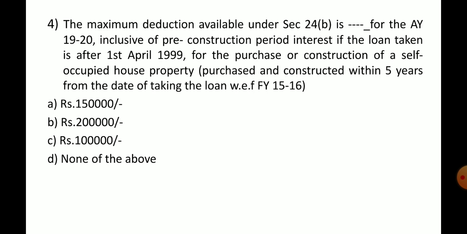The maximum deduction available under section 24B for the assessment year 1920, inclusive of pre-construction period interest, if the loan is taken after 1st April 1999 for the purchase or construction of a self-occupied house property, purchased and constructed within 5 years from the date of taking the loan, with effect from financial year 15-16, is 2 lakh.